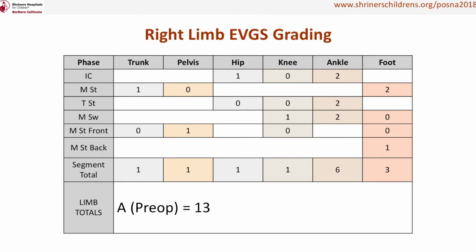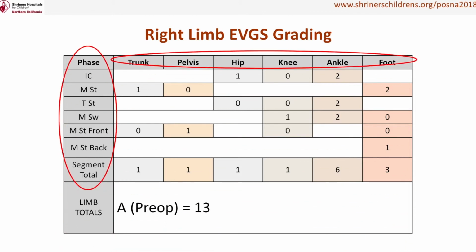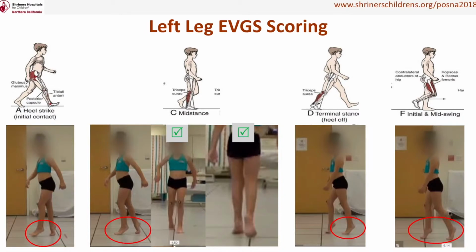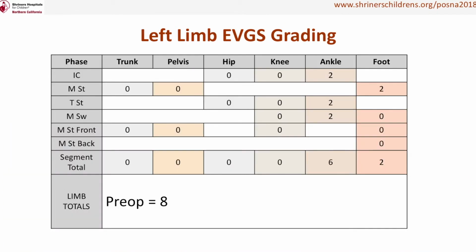These numerical observations can then be transcribed to a chart that organizes them into the phases of the gait cycle and the segments of the body. This allows us to see that while there are minor deviations in the trunk, pelvis, hip, and knee, the majority of the deviations are in the foot and ankle. Similar objective scoring can be performed on the left leg at these same 4 points in the gait cycle. This assessment shows us that all of these deviations are in the foot and ankle, and are presumably secondary compensations for the primary contracture at the foot and ankle.